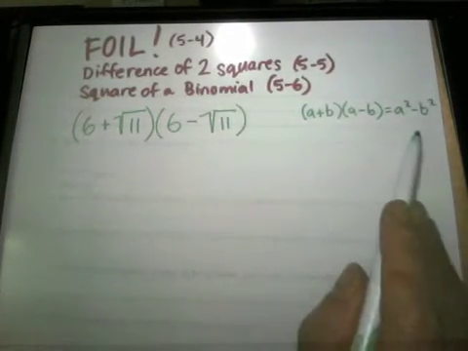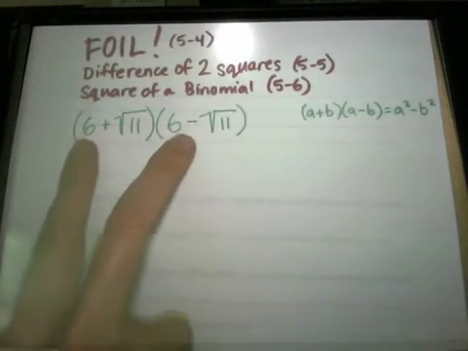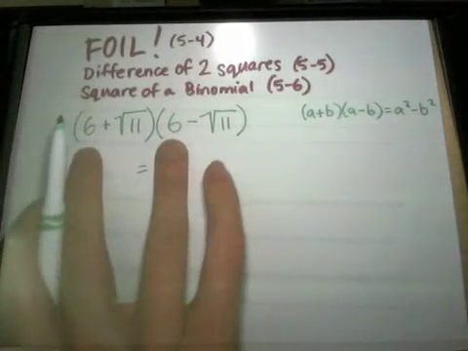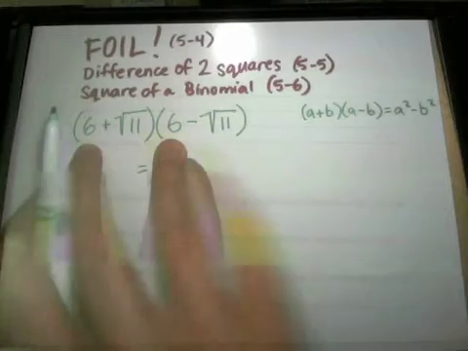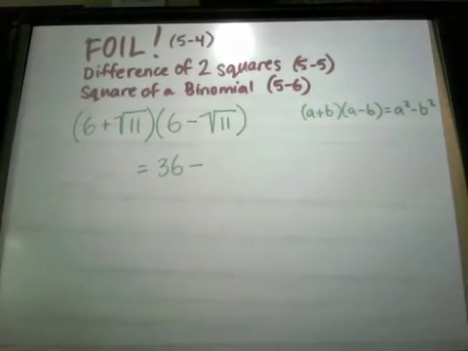According to this pattern, what is my A? Vincent? 6, right? So this says that the answer is going to be A squared. So we say, okay, what's 6 squared? Daniel? 36. It's always a minus. It's always the difference of two perfect squares. So my B is the square root of 11.